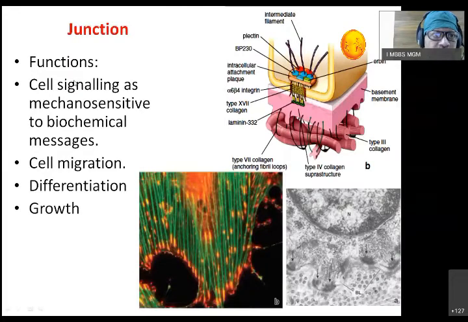So there are a few functions of the junctional complex. You can see in the transmission electron microscope, these are the hemidesmosomes. Arrows are shown here. Okay. So junctional complexes in the dermis.